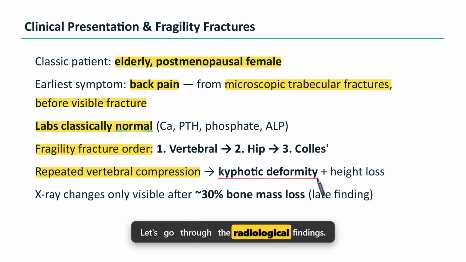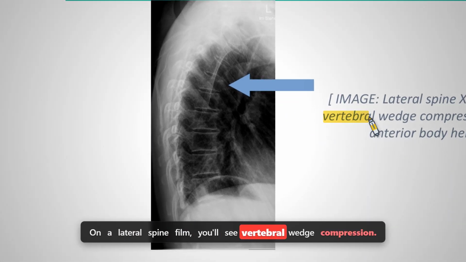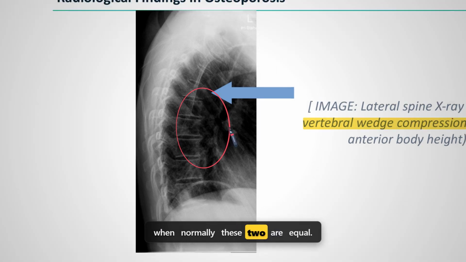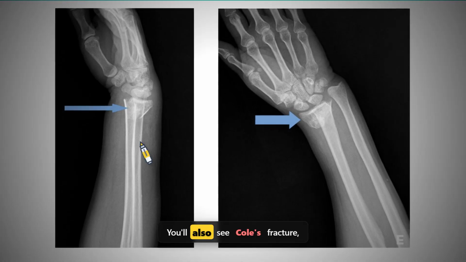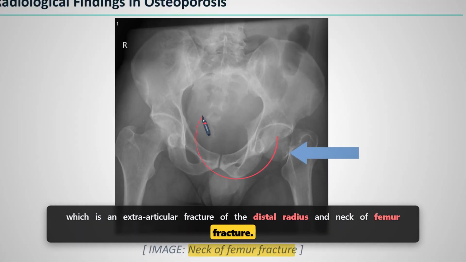Let's go through the radiological findings. On a lateral spine film, you'll see vertebral wedge compression. The anterior vertebral body height is reduced relative to the posterior height, when normally these two are equal. You'll also see Cole's fracture, which is an extra-articular fracture of the distal radius, and neck of femur fracture.